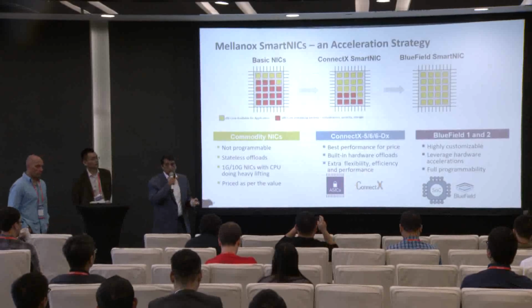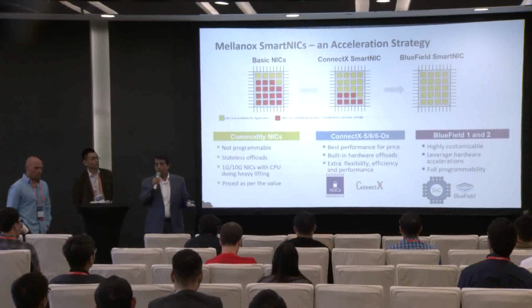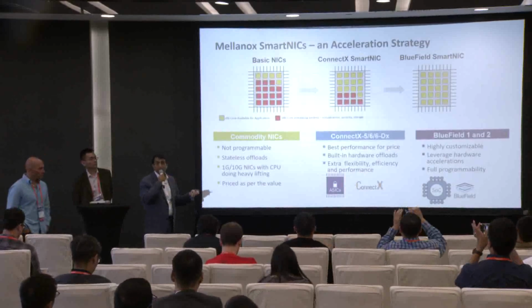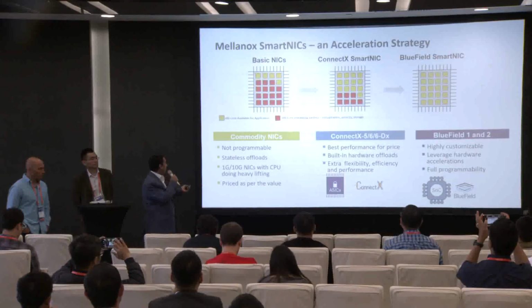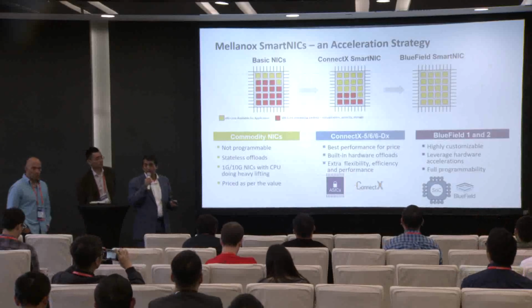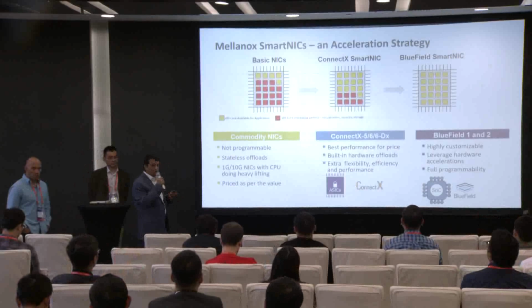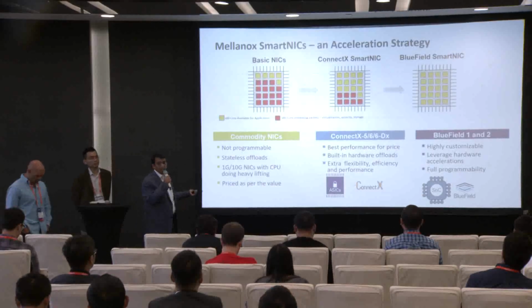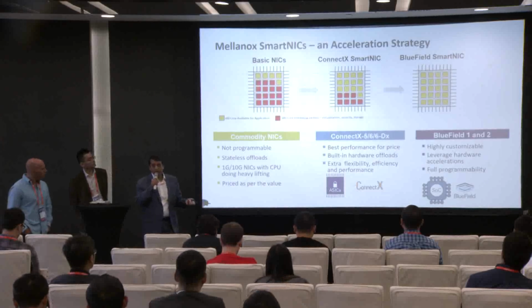Let's talk about the SmartNIC acceleration strategy. What are the different flavors of SmartNIC? What do they do? So there's of course NICs out there. As you know, there's basic NICs, foundational NICs, as we call them, typically 1 gig to 10 gig speeds. These are not programmable NICs. They are simple NICs, and they have some offloads, maybe stateless offloads. That's what they give you. They're priced for the values. There's a lot of commodity NICs out there, basically.